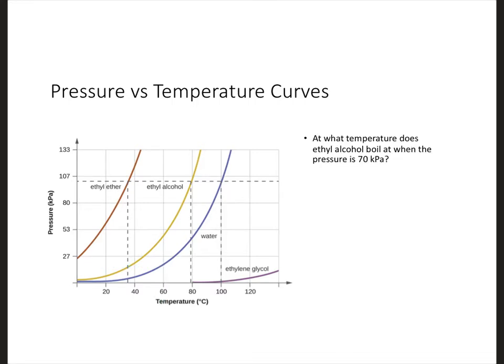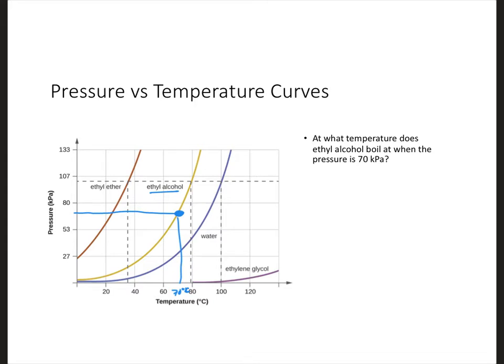We could also ask, at what temperature does ethyl alcohol boil when the pressure is 70 kilopascals? So we go up here to 70 kilopascals. Say we're around here. We're just going to go across until we get to ethyl alcohol. And so at this point, we would come back down and we would say, okay, 70 degrees Celsius. So around 70 degrees Celsius, we could get ethyl alcohol to boil, given this pressure.